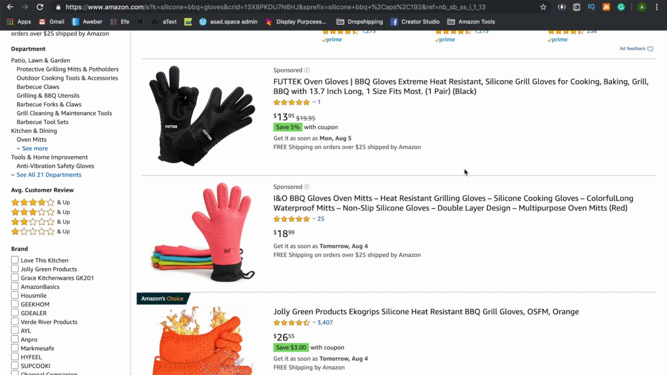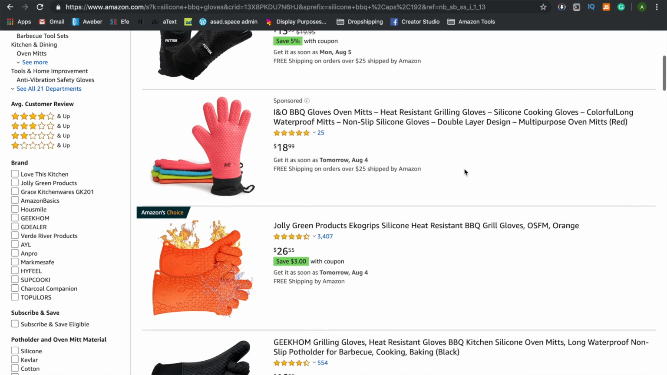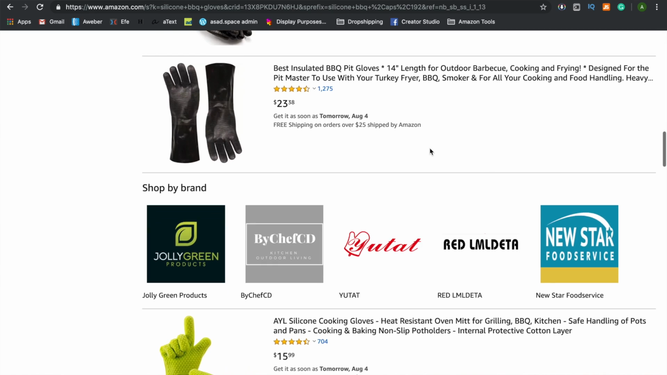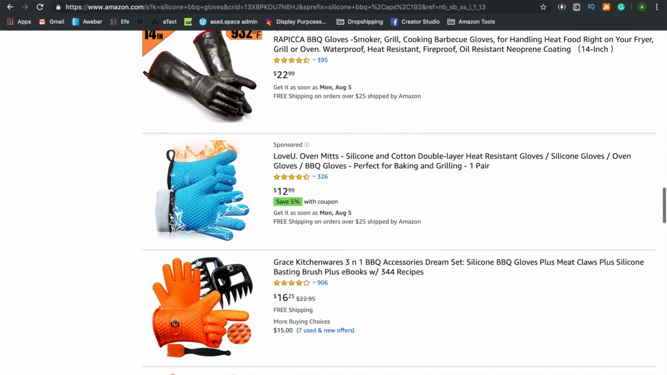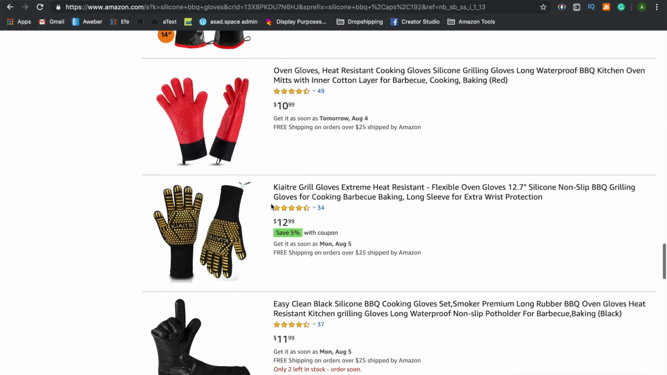When I was doing this, everybody was looking at Amazon bestsellers and everybody was looking at the same exact products, and as a result, a bunch of people found these silicone barbecue gloves. Now, as you can see, a lot of the pictures look very similar, right? They're all kind of the same style, kind of the same color, and even the pictures look almost exactly alike.